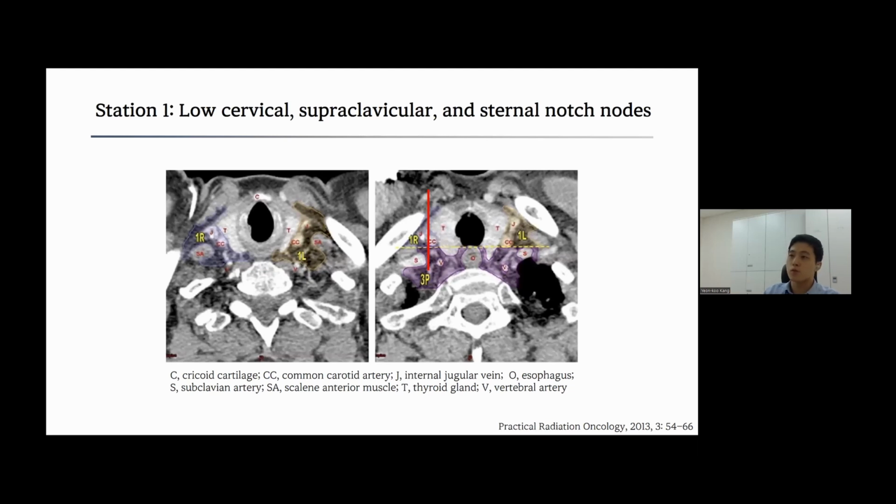Station 1 includes low cervical, supraclavicular, and sternal notch lymph nodes. Station 1 is the only station outside the mediastinum and lungs, and station 1 nodes are classified as N3 nodes, no matter if it's lateral or contralateral. So it is important to have a clear definition of station 1. I'll go into a little more detail on this after I introduce station 2 and 3.